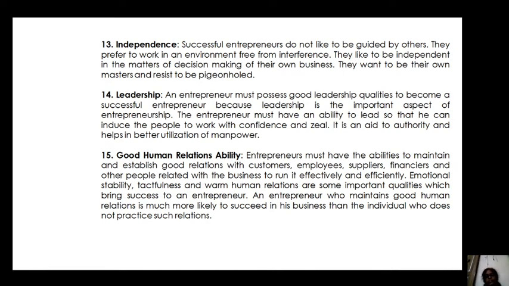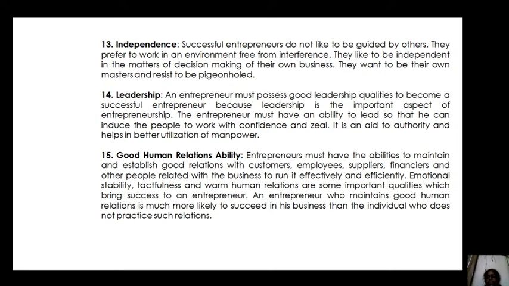Good human relations ability. An entrepreneur must have the ability to maintain and establish good relations with customers, employees, suppliers, financiers, and other people related with the business, to run it effectively and efficiently. Emotional stability, tactfulness, and warm human relations are the most important qualities which bring success to an entrepreneur. How should an entrepreneur be? It is said here.